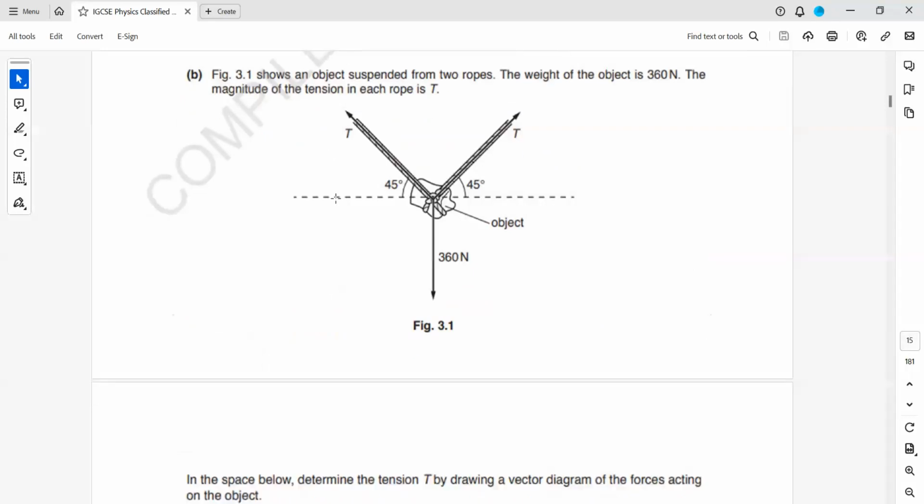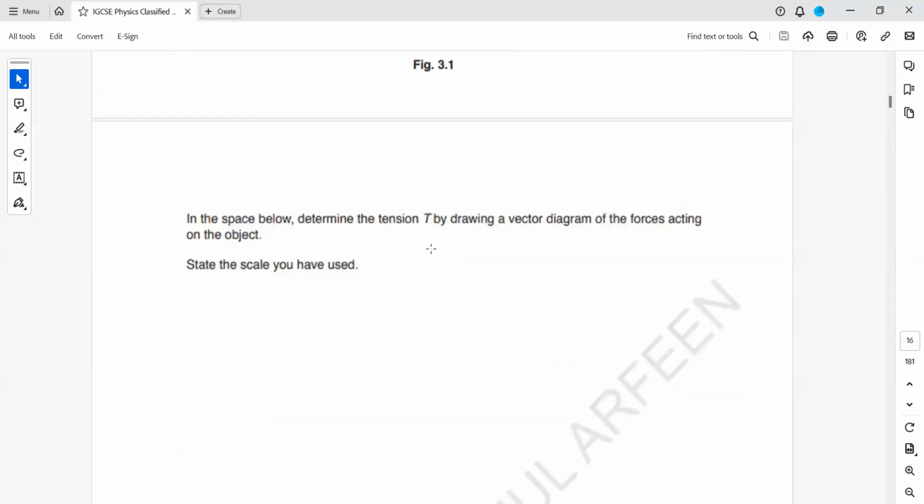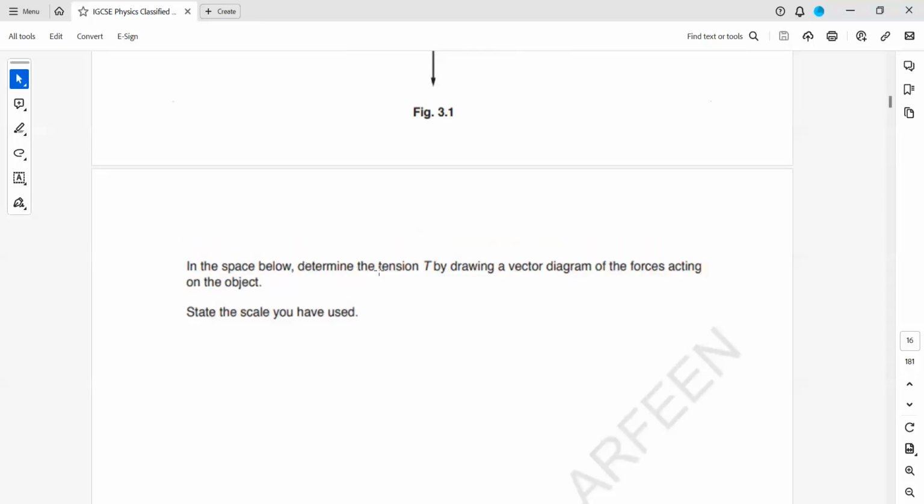Figure 3.1 shows an object suspended from two ropes. The weight of the object is 360 newtons. The magnitude of the tension in each rope is T. In the space, determine the tension T by drawing a vector diagram.